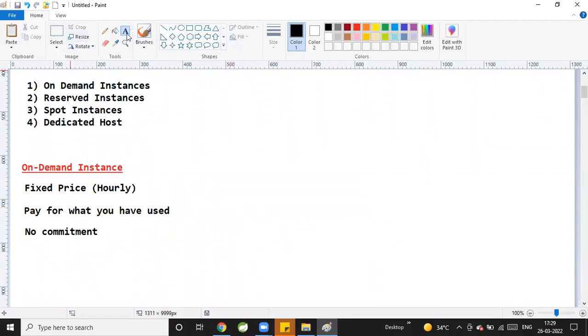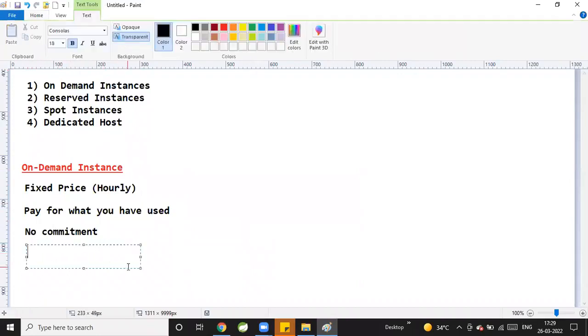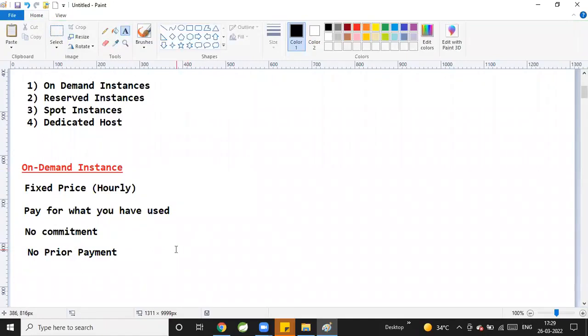Now, do you need to make any payment before using? No, sir. Are you making any payments to use these instances in EC2 now? No prior payment. Based on your usage, they calculate the bill amount. You don't pay anything before using. After using only, you have to pay the money for these on-demand instances.